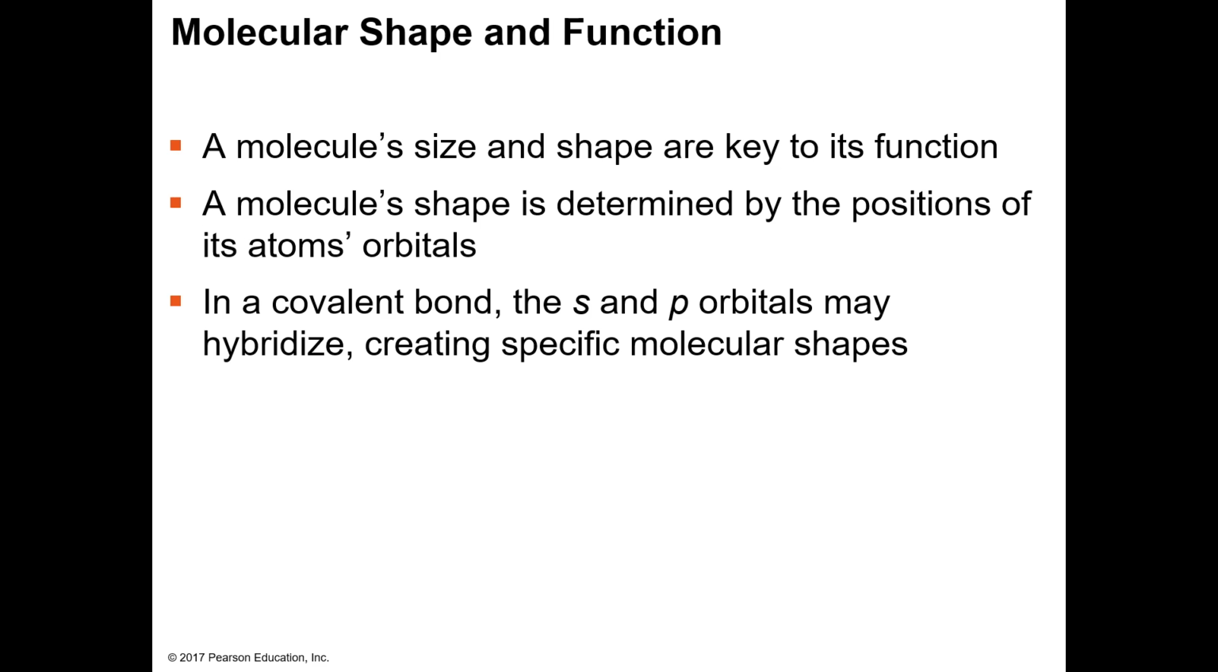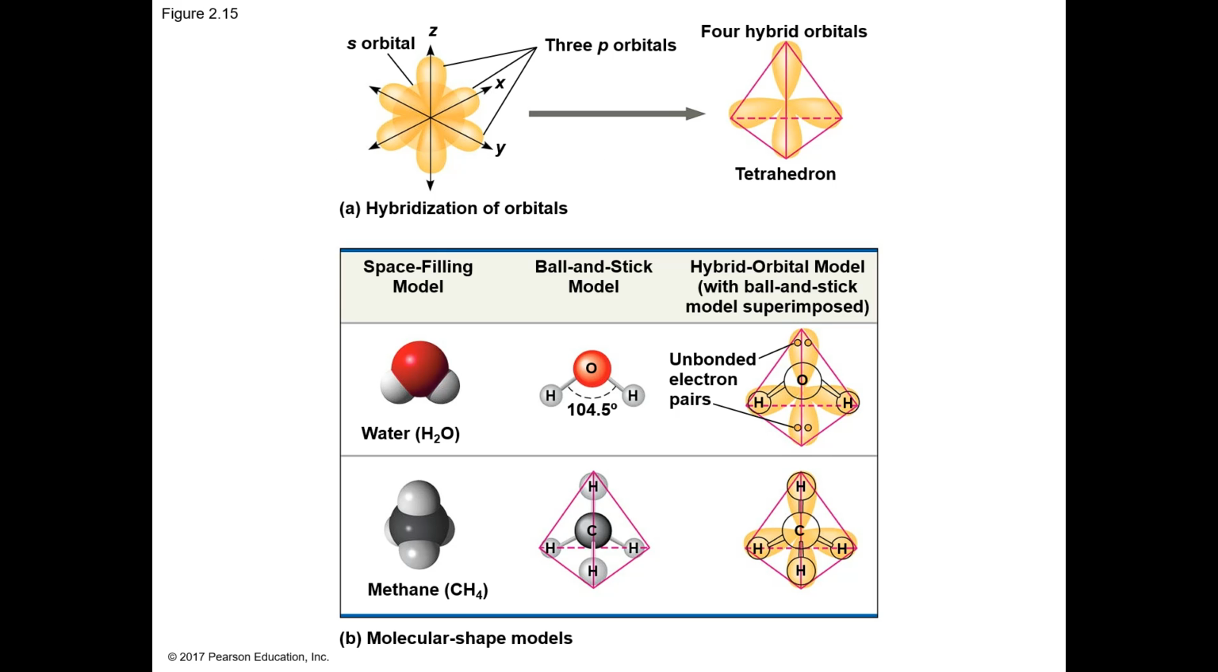Molecular shape and function. A molecule's size and shape are key to its function. A molecule's shape is determined by the positions of its atoms' orbitals, and in a covalent bond, the s and p orbitals may hybridize, creating specific molecular shapes. So here they're showing the s and 3 p orbitals can hybridize into modified orbitals, creating 4 hybrid orbitals and giving it a shape like a tetrahedron.